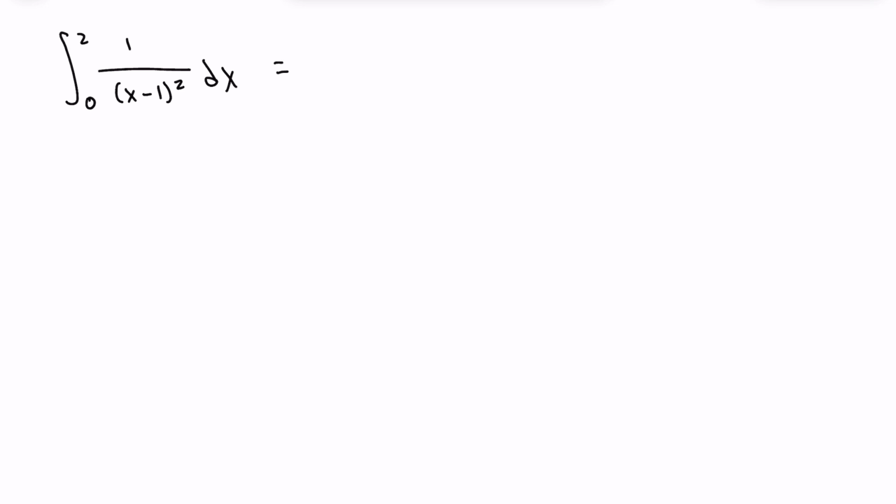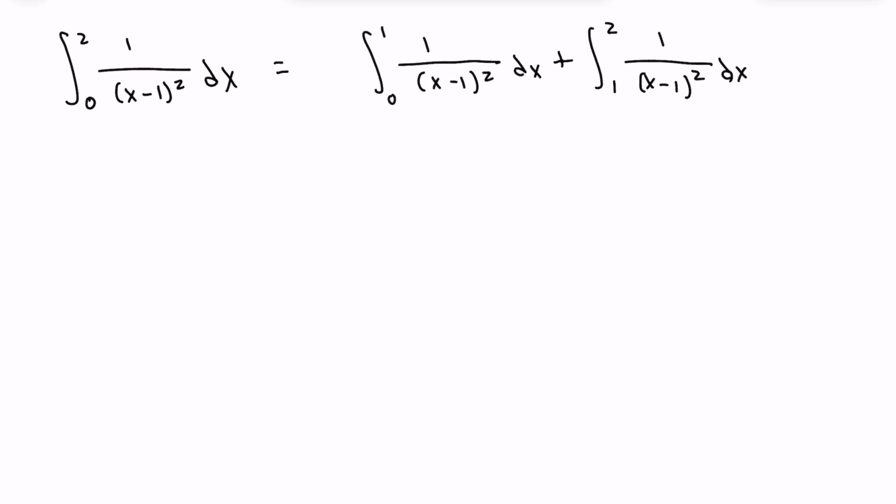So let's rewrite the integral. We can rewrite it from 0 to 1 and then from 1 to 2, so we can break it up at the discontinuity. And since it's an improper integral and it goes to infinity at x equals 1, or negative infinity, you can tell by looking at the graph. You can look it up on Desmos or graph it yourself.